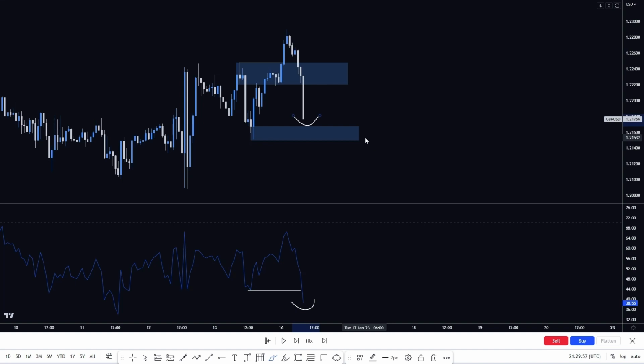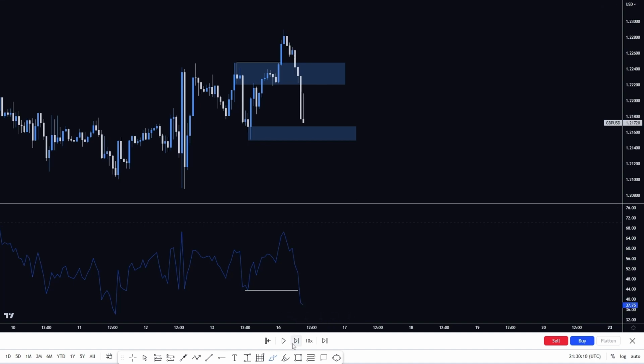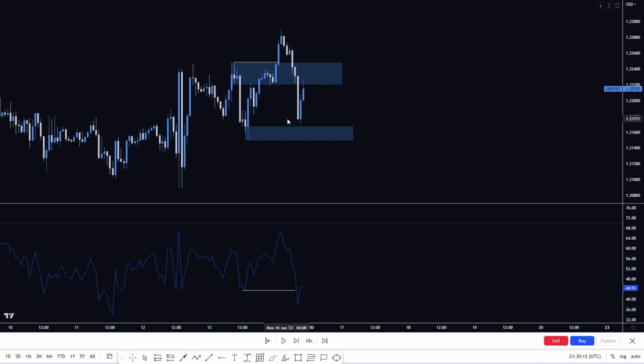So if I had confirmation, or a reason to continue this move to the upside, that would now be a reason why I would take this long, because we're seeing that divergence, which is obviously an additional confluence. So if we keep playing price out, what happens next? Price starts to bounce off, it starts to push back up, and the RSI starts to climb with it.